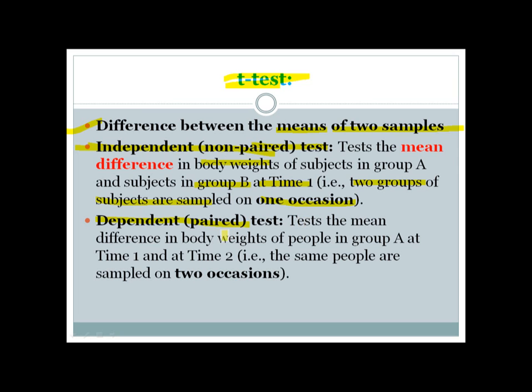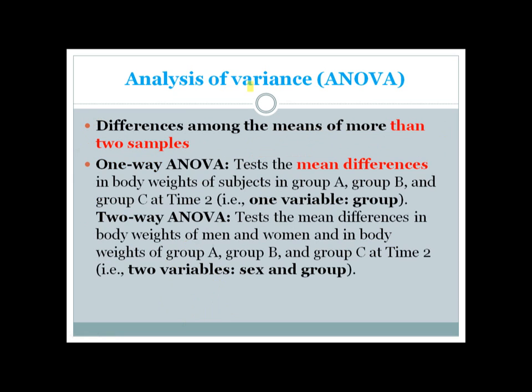But when you test the mean difference in body weights of people in Group A at time 1 and time 2, it is called a dependent t-test or paired t-test. Why is it called a paired t-test? Because the same people are sampled on two occasions. So non-paired and paired depend on the occasion: non-paired is one occasion, paired is two occasions. A pair is 2, so you have measurements of the value on two occasions. That should help you remember.